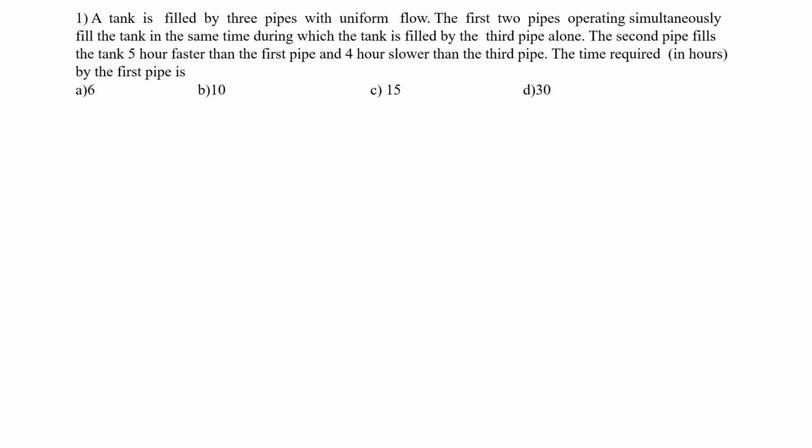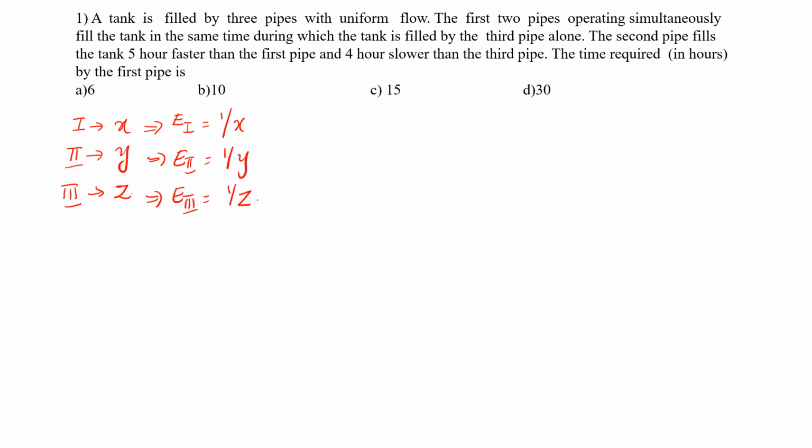Okay, let's take the time taken by the first pipe to fill the tank be x, time taken by the second pipe to fill the tank be y, and the third be z. Now the efficiency of the first pipe will be 1 by x, efficiency of the second pipe will be 1 by y, and efficiency of the third pipe will be 1 by z. Now it is said that when pipe 1 and 2 are working together, it takes the same time as this pipe working alone to fill the tank. Therefore, efficiency of first plus efficiency of second gives efficiency of third. 1 by x plus 1 by y equal to 1 by z. This is the first equation.